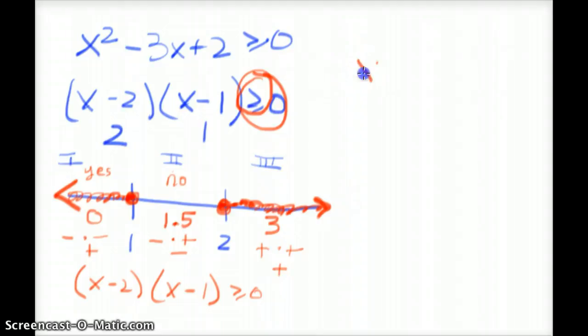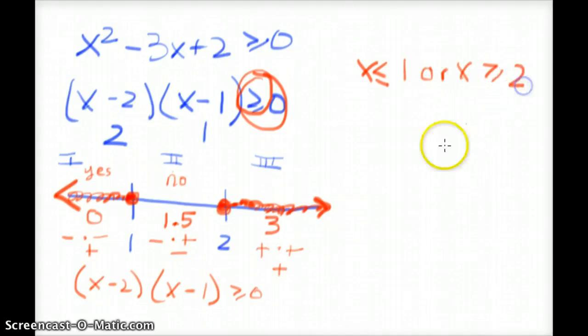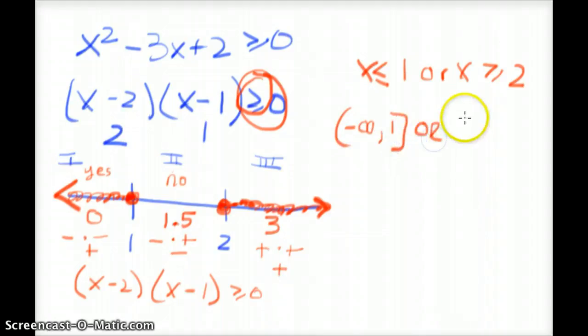Now how do I write that? Well, you could say x is less than or equal to 1, or x is greater than or equal to 2. We could write it in interval notation: negative infinity to 1, or 2 to infinity, okay? So that's how you do a problem like that.